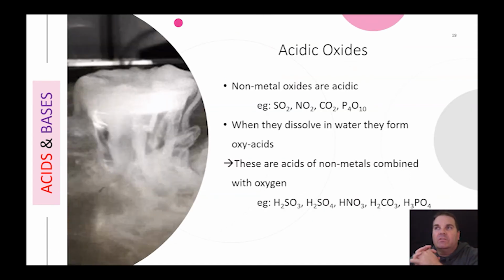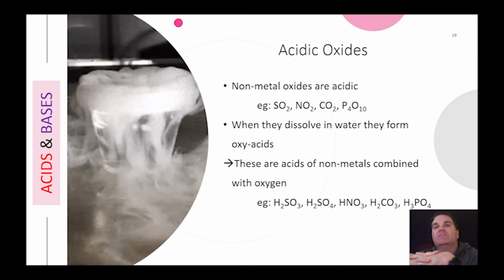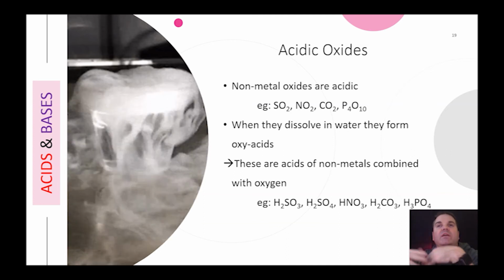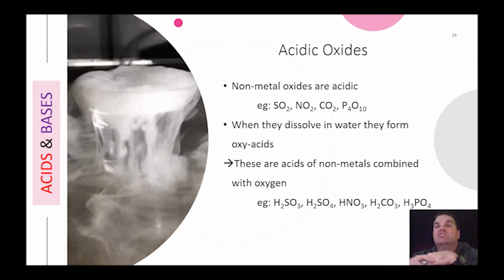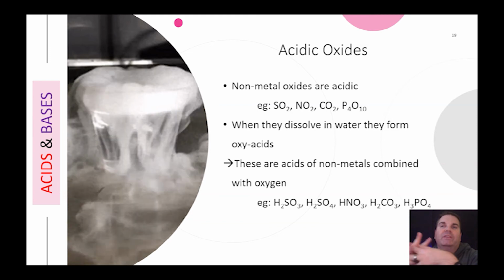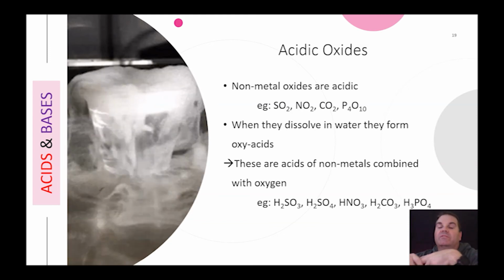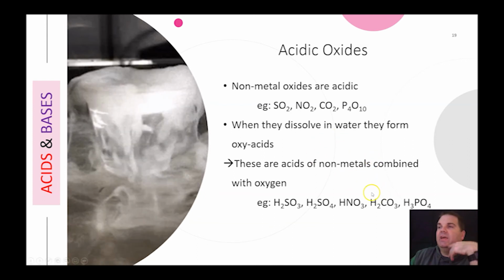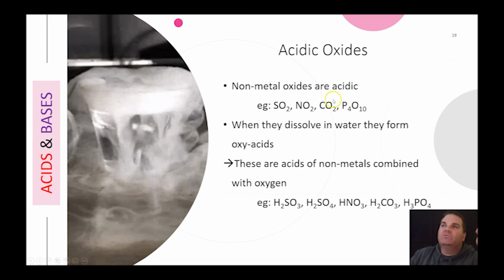Now, acidic oxides are ones made from non-metals. This little GIF I've got showing here is some dry ice, which is carbon dioxide, dissolving in water. Now, if we had an indicator in this, it would show one of those hotter colors, so probably a pink or a red or a yellow color. That's because carbon dioxide dissolving in water gives us carbonic acid, H2CO3, which is acidic. So non-metal oxides are acidic.